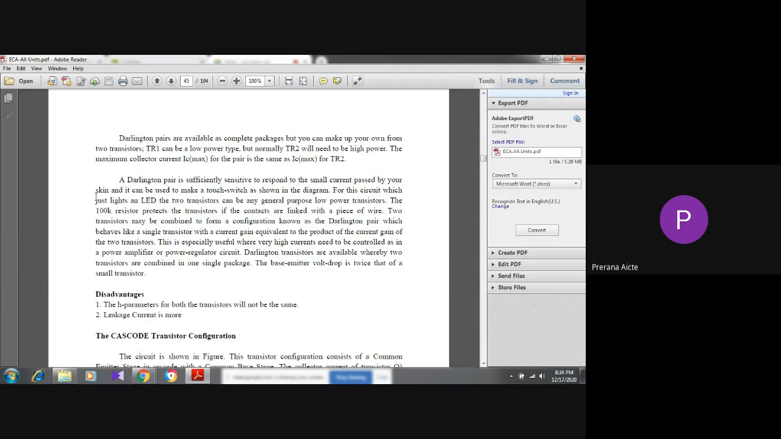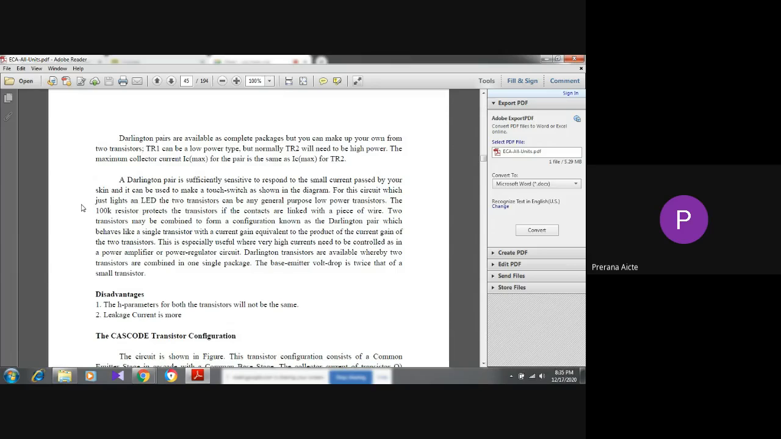And what is the operation? Darlington pairs are available as a complete package, but you can make up your own from two transistors. TR1 is a low power type, but normally TR2 will need to be high power. The maximum collector current for the pair is the same as for TR2. This Darlington pair is sufficiently sensitive to respond to the small current passed by your skin, and it can be used to make a touch switch as shown in the diagram. For this circuit, which lights an LED, the two transistors can be any general purpose low power transistors. The 100K resistor protects the transistors if the contacts are linked with a piece of wire.